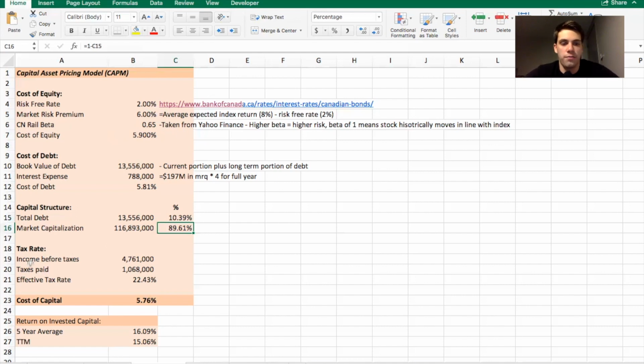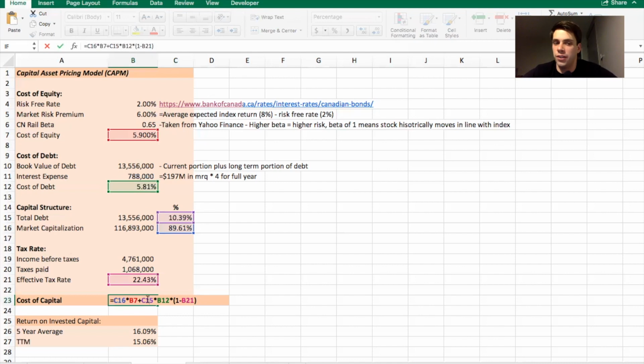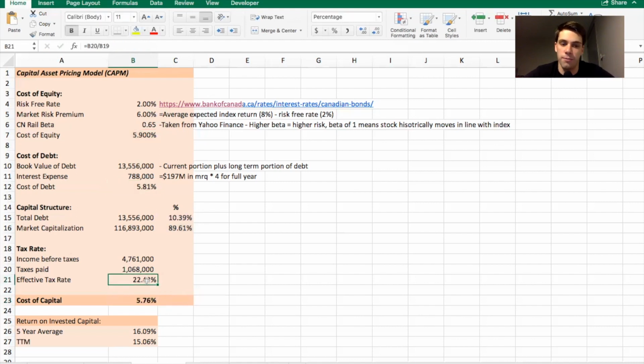We also have to look at the tax rate. So this is our cost of capital calculation down here. You can see it takes into account many different things. But for the cost of debt, you have to reduce it by 1 minus the tax rate. So I calculated the effective tax rate here, just using their most recent financial information. I took income before taxes and the taxes paid, and whatever percentage that is, that's the effective tax rate. So it's just this number divided by this number.